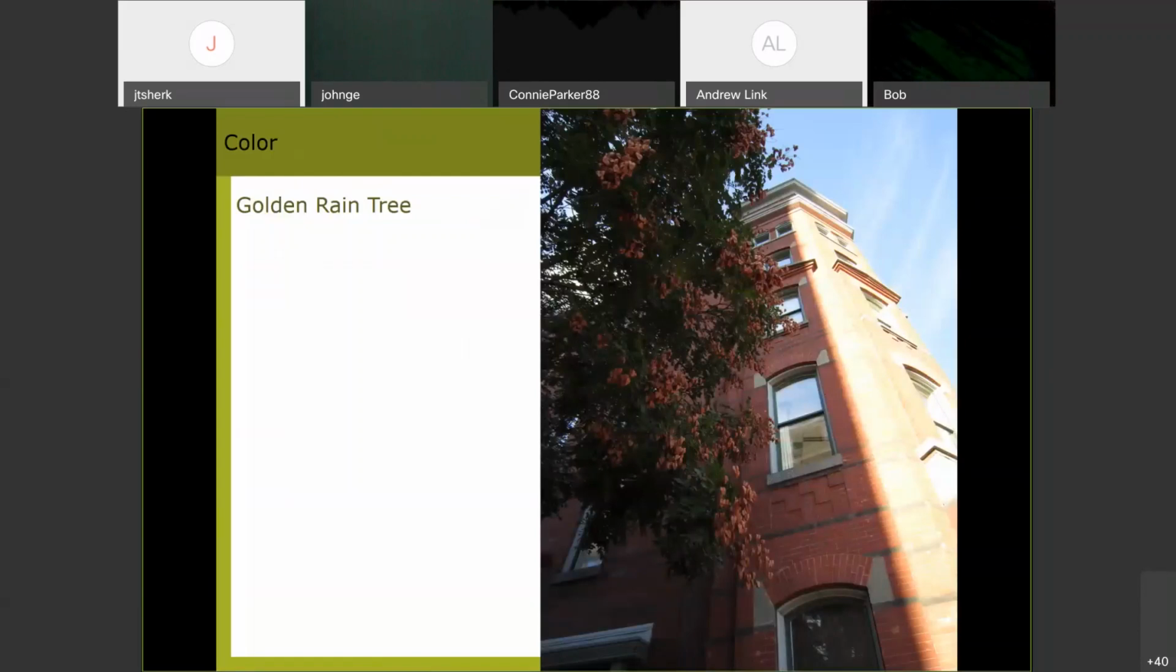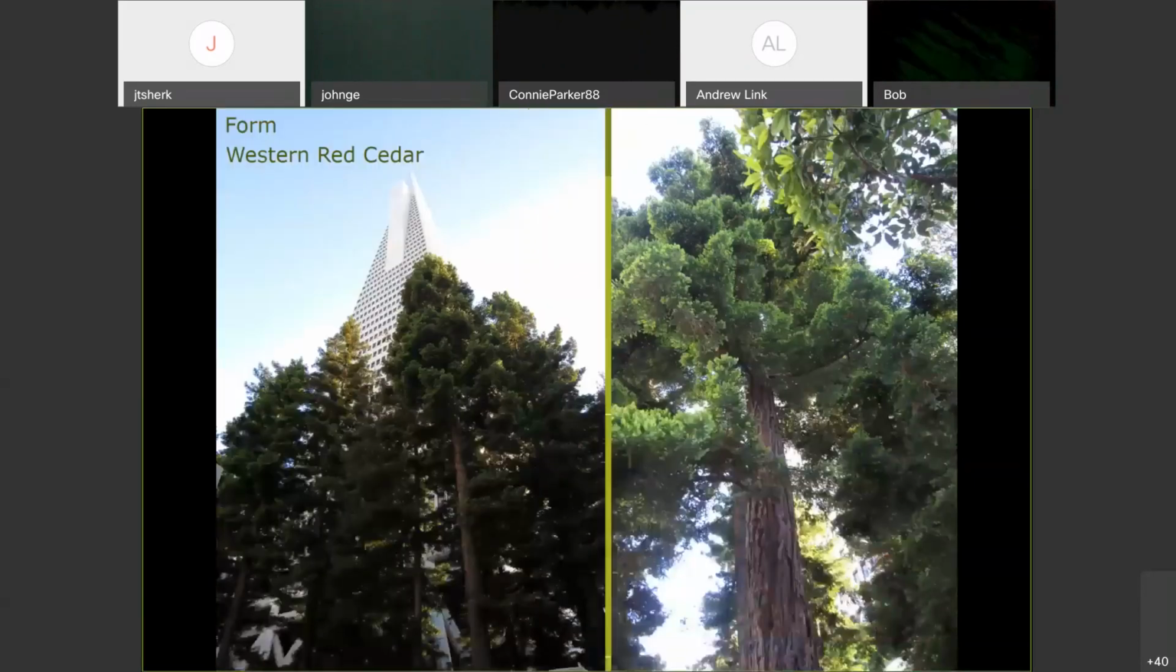And then the golden rain tree, we got the beautiful yellow flowers in the summer, but look at the little lanterns with their orange fall color against this brick building. Again, this was in Washington, D.C., but I was stopped in my tracks when I saw this. Back to San Francisco, the Western red cedar, sort of mimicking the shape of this building. So we look at form, you know, and how that informs the landscape.